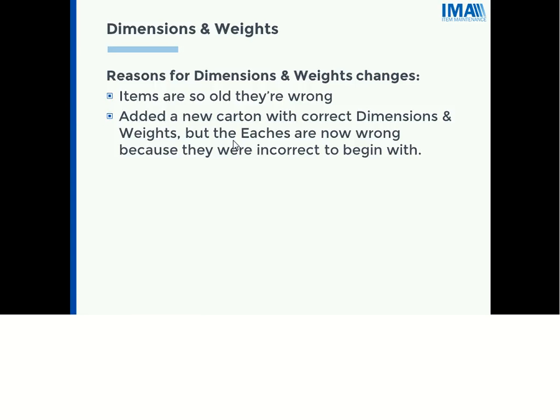Another reason that you might want to change your dimensions and weights, you're adding a new carton, and the dimensions and weights for that new carton are correct, but the eaches are now wrong because they were incorrect to begin with. So before you could approve that new carton through, it's going to keep coming back with a hard error. This will prevent you from approving it. So before you can approve that, you're going to have to do a change request to correct the dimensions and weights on those eaches.